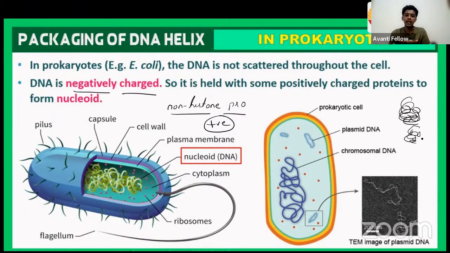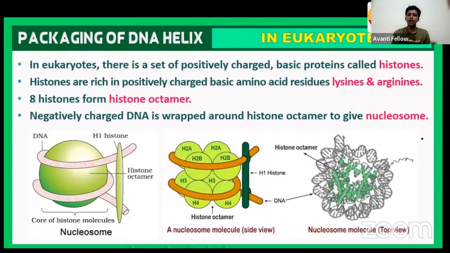The packed DNA, usually the DNA present in your bacteria, is called the nucleoid because of this type of packing. So this is about prokaryotic packing. Eukaryotic packing, on the other hand, is highly systematic and involves very powerful proteins called histones, which are positively charged.